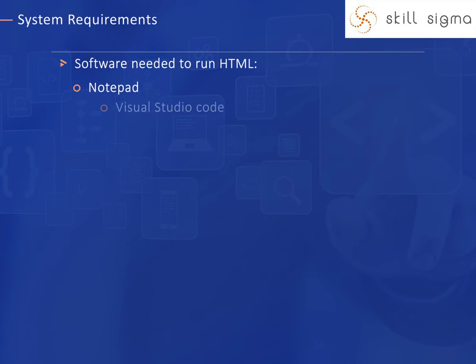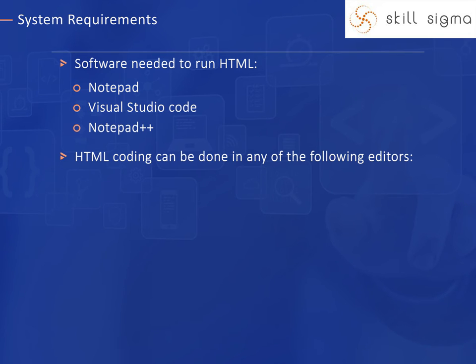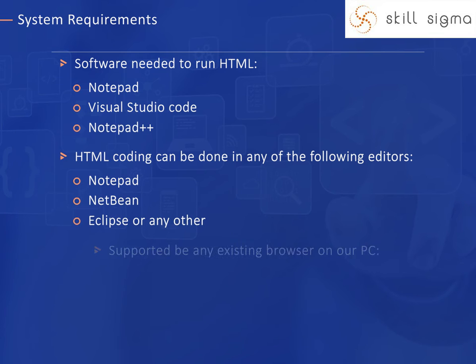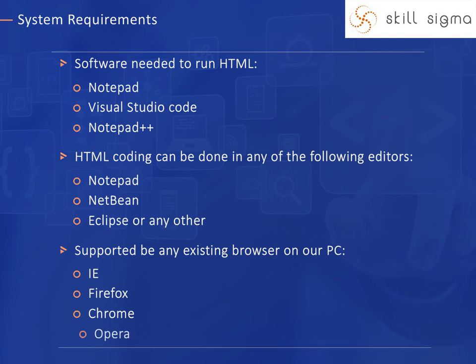We need Notepad or Visual Studio Code or Notepad++ to run the HTML code. HTML coding can be done in any editors or IDE, integrated development environment, like Notepad, NetBeans, Eclipse or any other editor. It supports all the browsers with any operating system, that can be Unix, Windows, macOS or any existing web browser, i.e., Firefox, Chrome or Opera etc., compatible for the Internet.